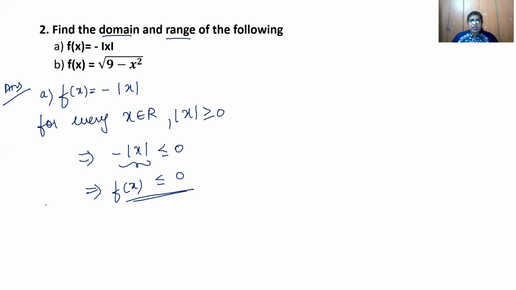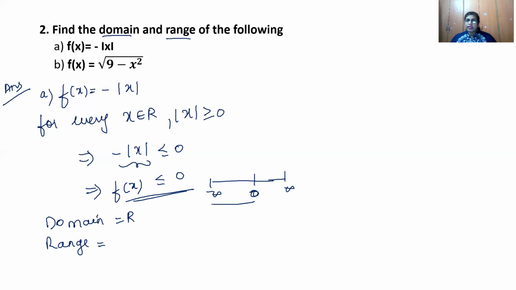So what is the domain now? The domain is all real numbers. f of x means the image. So what is the range here? For the range, we have all the negative numbers. Here we have 0, and we have minus infinity and plus infinity. All these numbers are included, so 0 is included. Minus infinity, always write the small number first and then 0. Since the equal to sign is there, 0 is included, and infinity is always open.